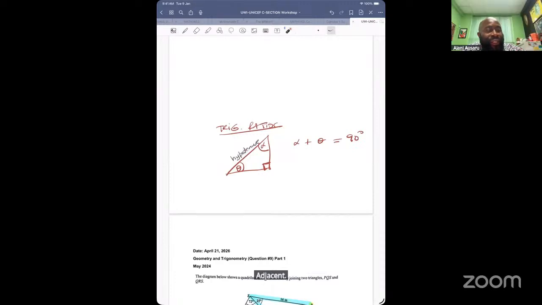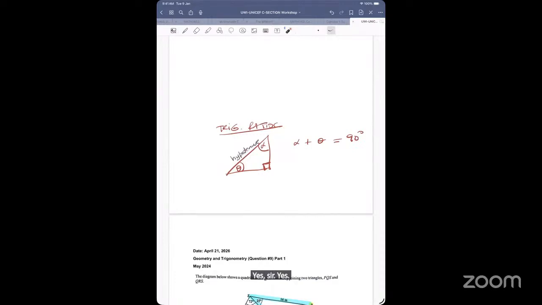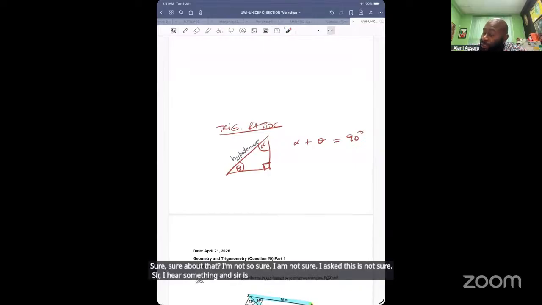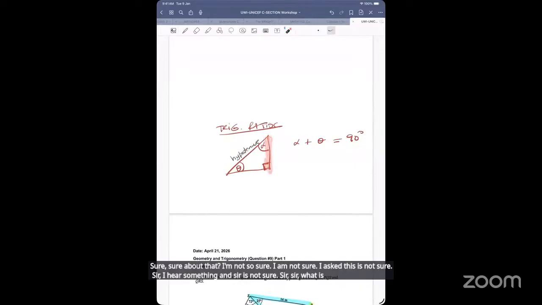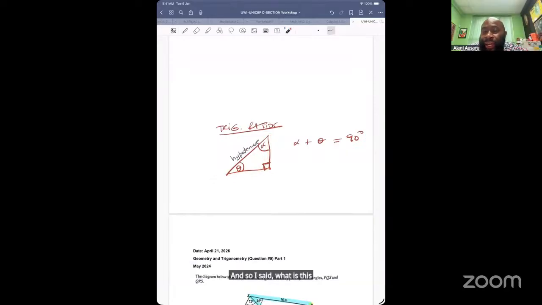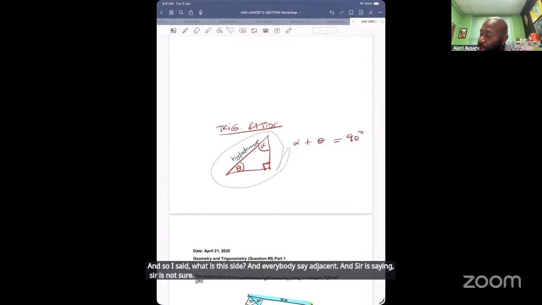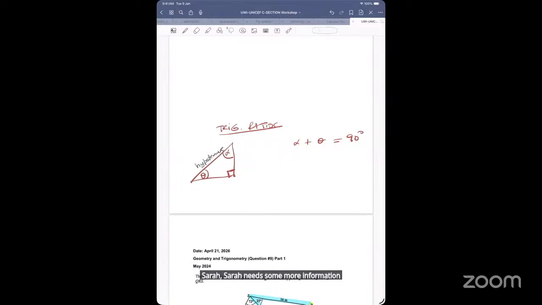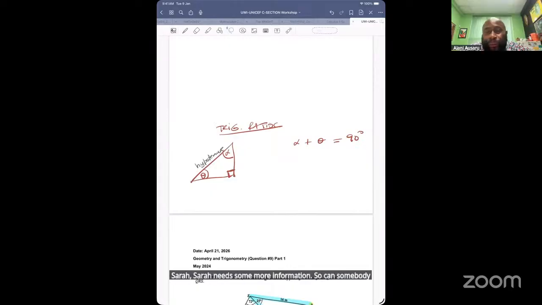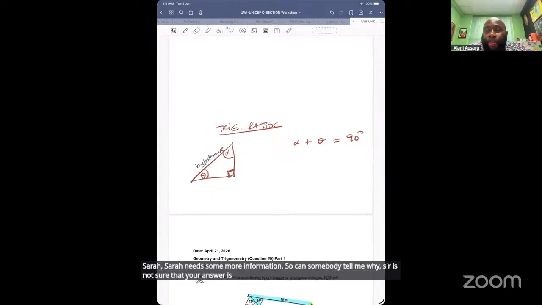I'm not so sure. Sir hears something and sir's not sure. Sir said, what is this side here? And everybody say opposite. And sir said, what is this side? And everybody say adjacent. And sir is not sure. Sir needs some more information. So can somebody tell me why sir is not sure that your answer is correct?